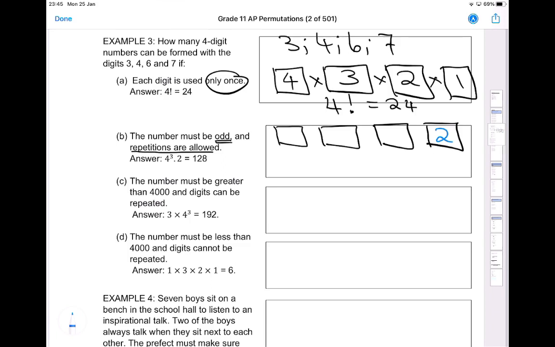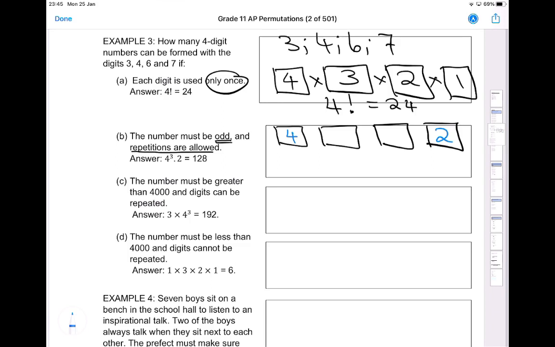Now, repetitions are allowed, which means even the number that took the unit position can be used again. So how many numbers are still within our reach to use? You will notice then that we still have 4 numbers that we can use. And so out of those 4, we need to fill up these positions. The first position can obviously be filled up in 4 different ways.